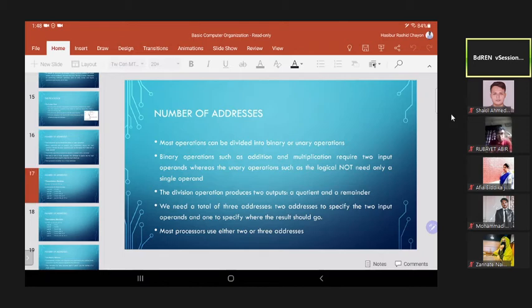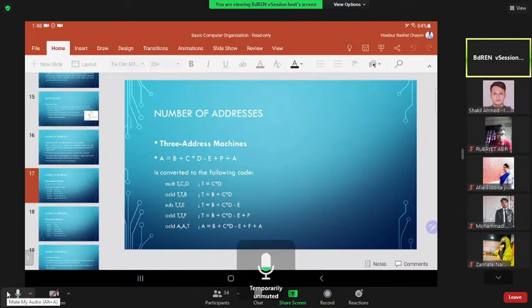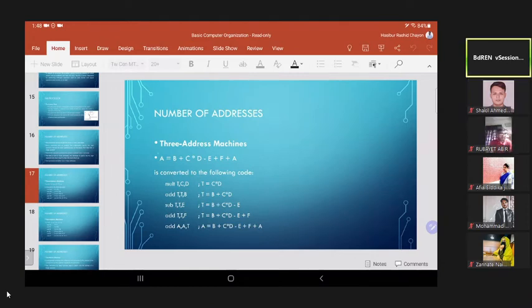Let us see some examples. Look at this. This is a three-address machine. By looking at this, you don't understand anything, so let me explain. You can see there's an equation, right? A = B + C * D - E + F + A. This is a very simple arithmetic equation. We are going to execute this arithmetic operation by using a three-address machine.